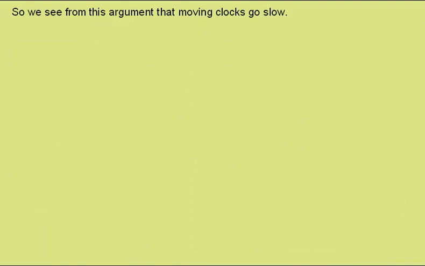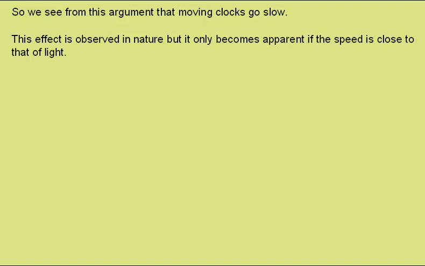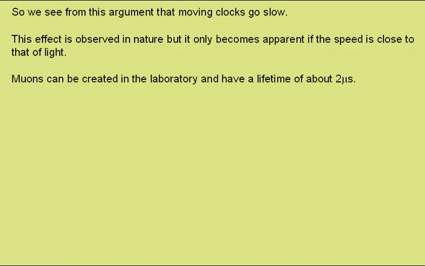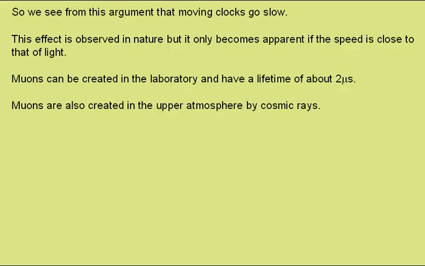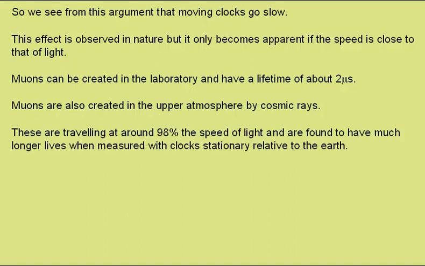So we see from this argument that moving clocks go slow. This effect is actually observed in nature, but it only becomes apparent if the speed is close to that of light. One example is that of muons. Muons can be created in the laboratory and are found to have a lifetime of about 2 microseconds. Muons are also created in the upper atmosphere by cosmic rays. These muons are travelling at around 98% the speed of light, and they're found to have a much longer life when measured with clocks stationary relative to the Earth.